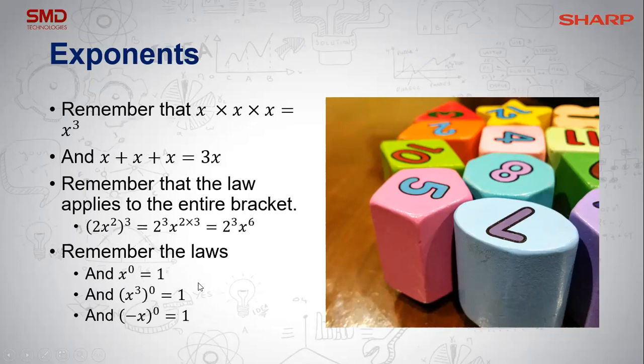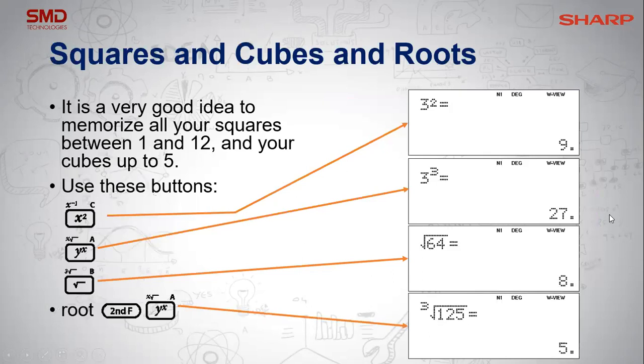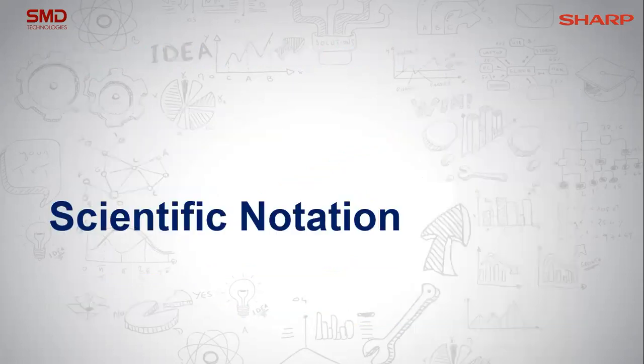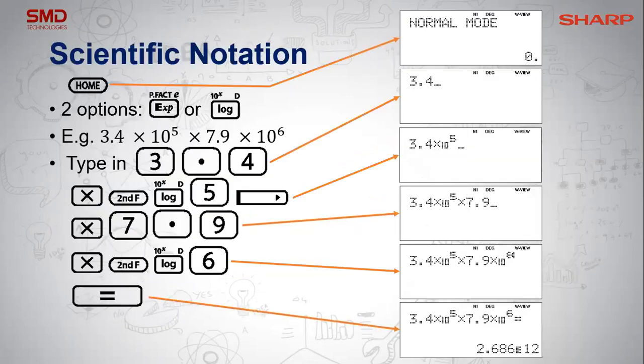And then, of course, remember your laws and the fact that anything to the power of 0, regardless of what that anything is, is 1. Then what I've done is I've just done the buttons for you on your calculator so you can see how they work. So these are the buttons that you would need to use. And for students, it's a very good idea to memorize the squares between 1 and 12 and your cubes between 1 and 5. This will just help to speed things up when you're doing calculations.